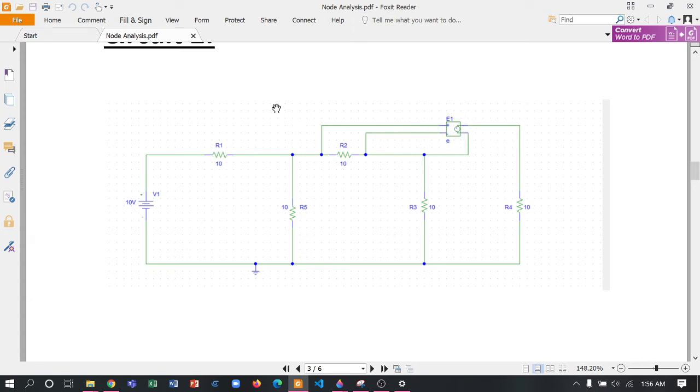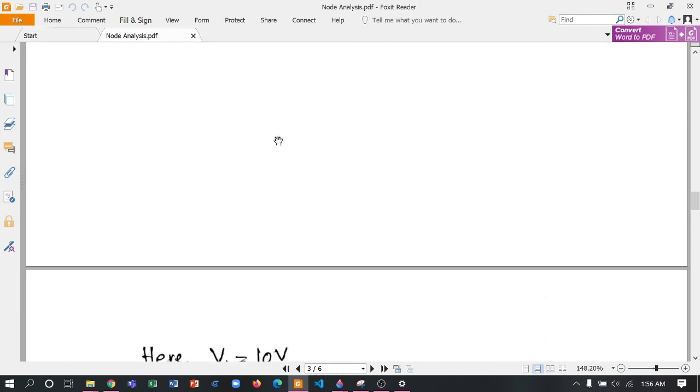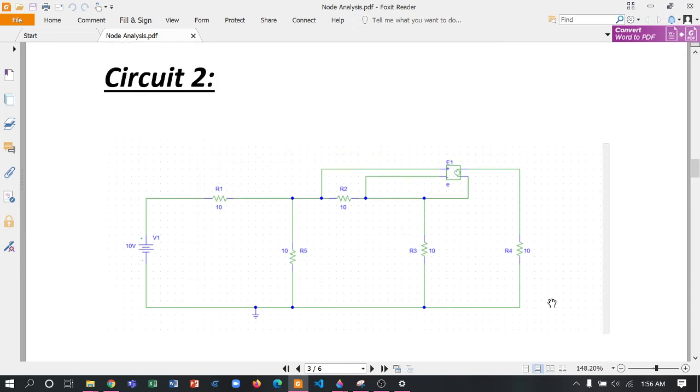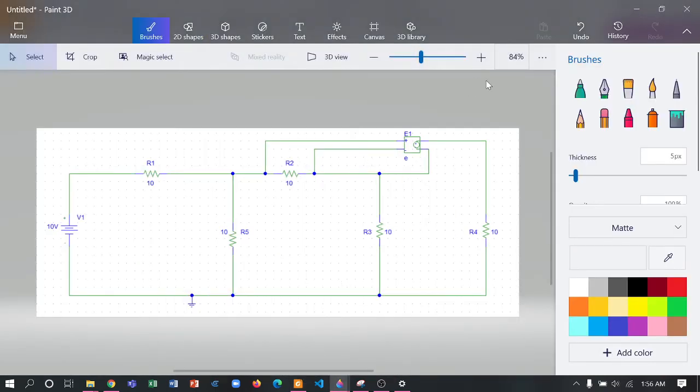So firstly we are going to label this one. So we are going to name the nodes. For naming of the nodes, we write this is node 0 because it is the ground node, then it is node 1, then it is node 2, then it is node 3, and it is node 4.